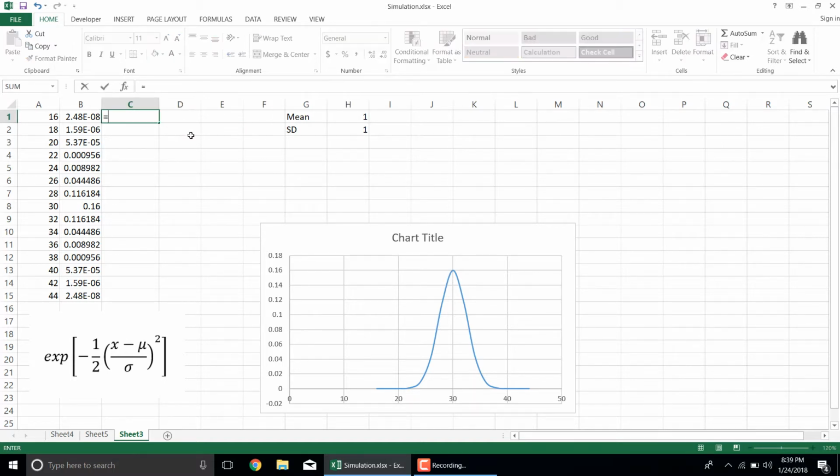Using these values and this formula, we can find or approximate values of y for given values of x. We'll get x from column A, subtract the mean from here, divide by the standard deviation and square the whole thing.